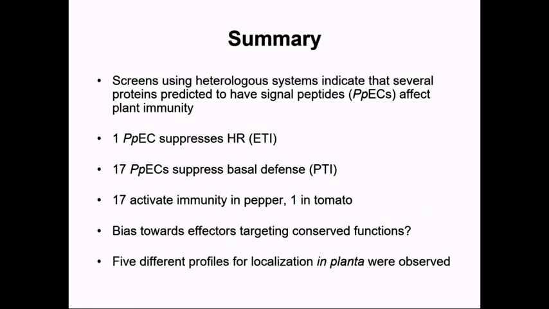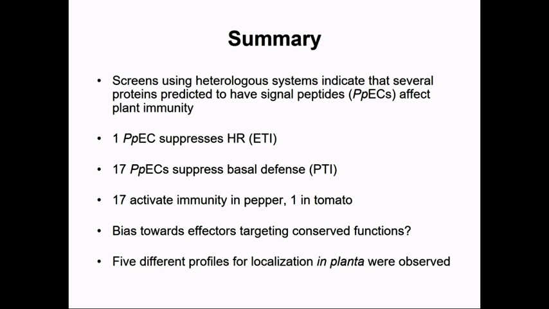All right. So in summary, we've used a lot of screens involving especially heterologous systems like bacteria and viruses and agrobacterium to identify PPEC proteins that affect plant immunity. We found one that suppresses the hypersensitive response, or effector-triggered immunity. We found 17 that suppress basal defense responses. We found another 17, some overlap with this list, that activate immunity in pepper, and 1 in tomato.